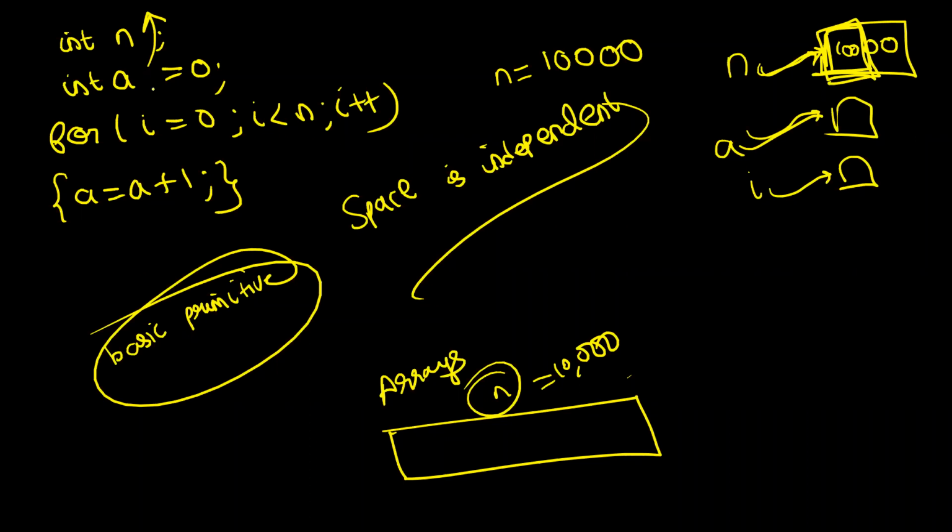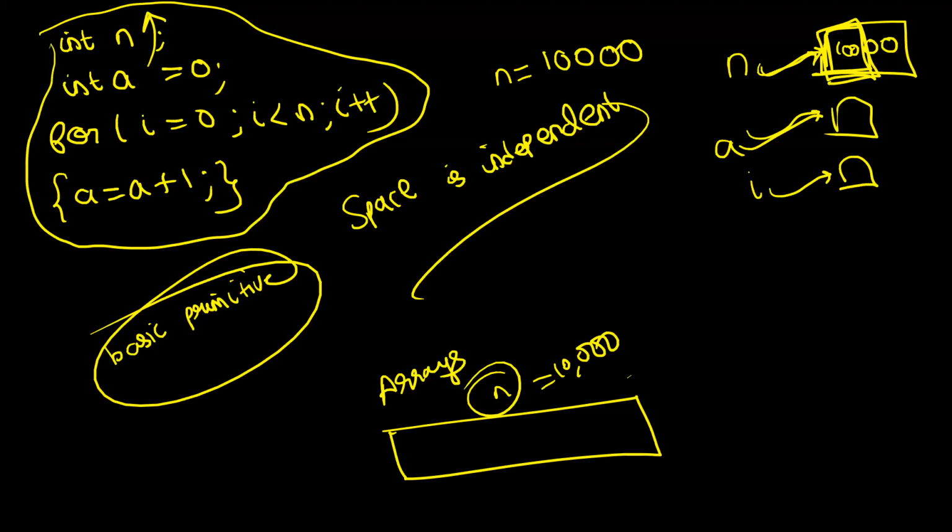Correct. So does everyone agree why the space of this code is independent of input? Bhai, if the value of n is 10, still you will have to reserve 4 bytes to store n. And even if n goes to 10,000 or 1 lakh, you will still have to reserve 4 bytes only to store n. So that is why the space taken by the program is independent of the size of input. But yes, if you are making an array of size n, then the space taken by the program will vary linearly with n.